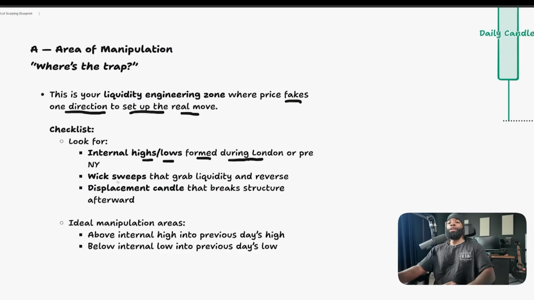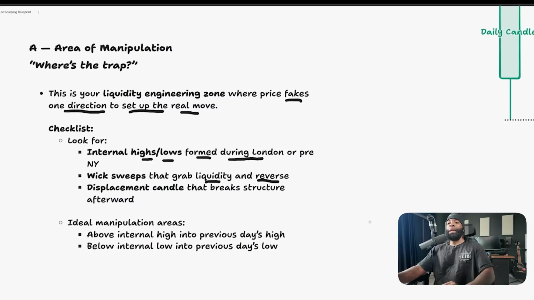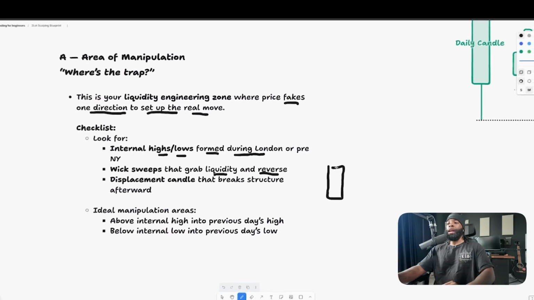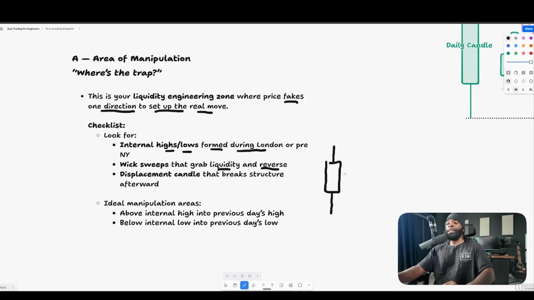And then you want to look for wick sweeps that grab liquidity and reverse. So what I mean by that is, if you see a resting wick at the top and a resting wick at the bottom, and the market comes up here, expect that price will come back down here, because this is what we like to call our liquidity phase.